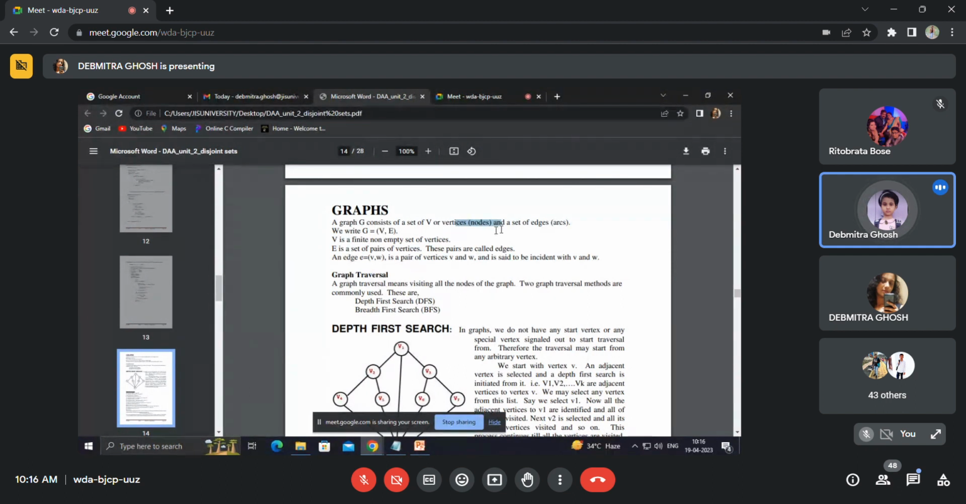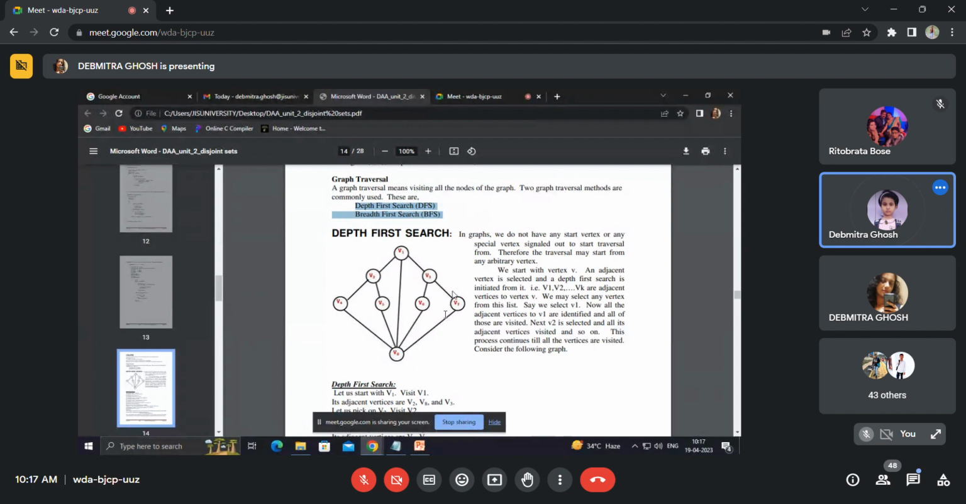So a graph basically consists of a set of vertices and edges. We can write a graph as V comma E. What is V? V is vertex, and what is E? E are the edges that are connecting those vertices. So graph traversal can be of two types. One is depth first search, another is breadth first search.